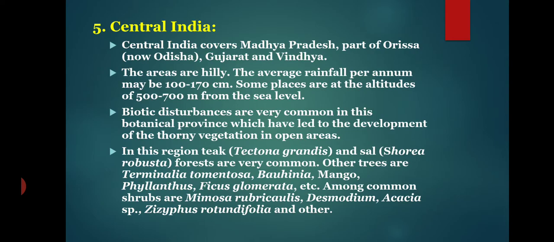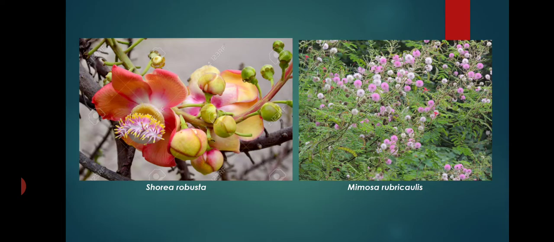Okay. Central India covers Madhya Pradesh, part of Orissa, then Gujarat, Vindhya region, and the area is hilly, and average rainfall is between 100 to 170 centimeter. Then the altitude is 500 to 700 meters. Then thorny vegetation, there we can see this thorny vegetation and open area, and Tectona grandis, that is teak, Shorea robusta, sal, and mango, Bauhinia, Terminalia tomentosa, Phyllanthus, Ficus glomerata. These are some of the examples. If we are considering the biodiversity of that area, it is somewhat rich. These are some representatives.